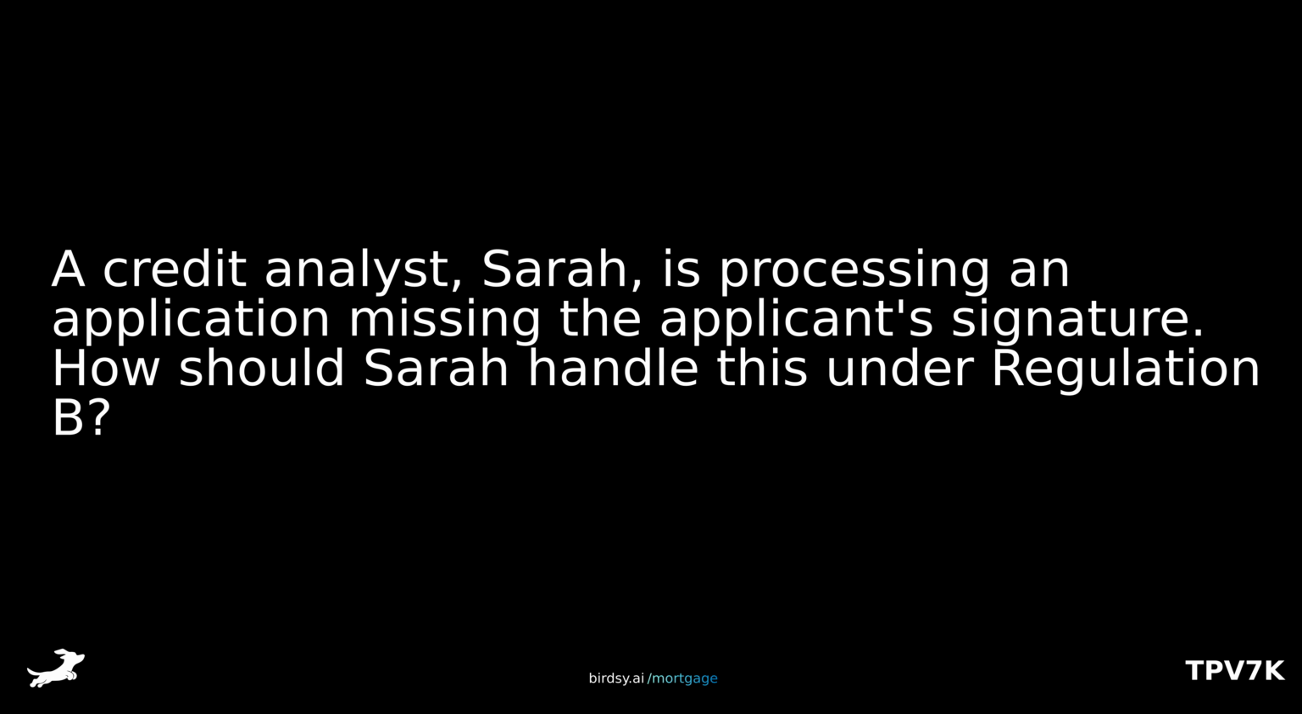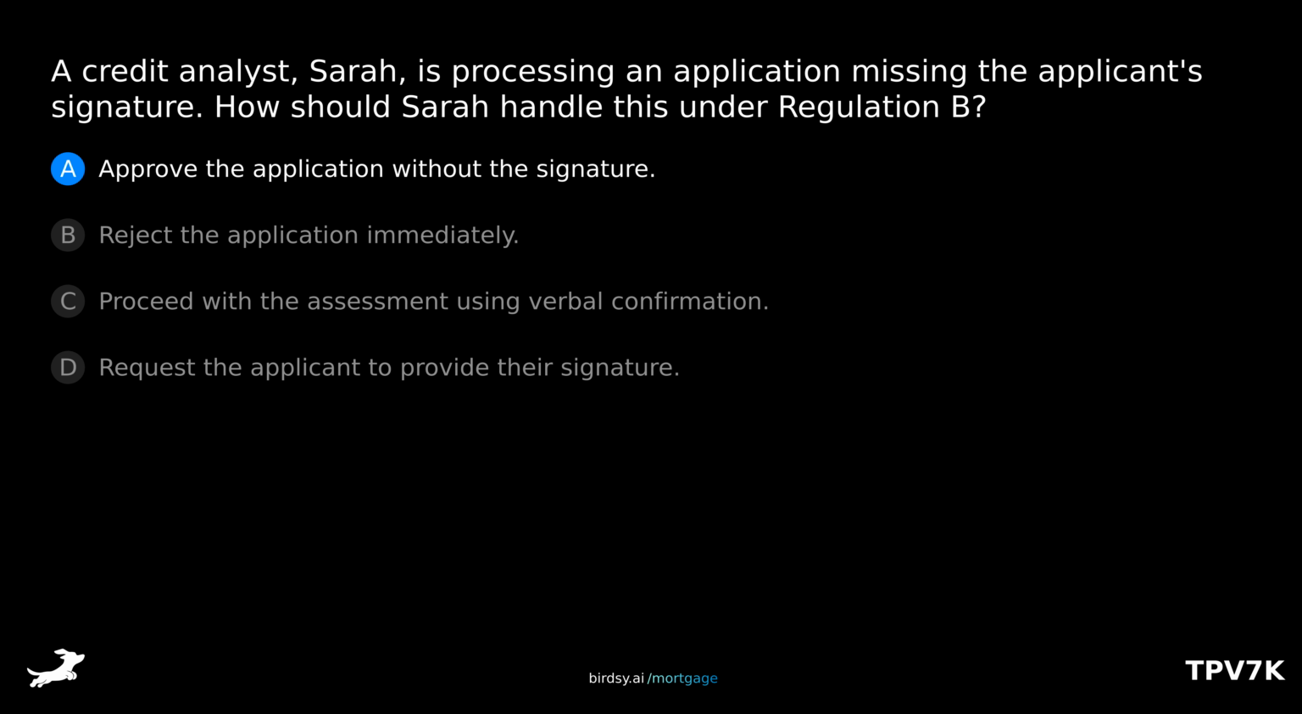A credit analyst, Sarah, is processing an application missing the applicant's signature. How should Sarah handle this under Regulation B? Is it A, approve the application without the signature? B, reject the application immediately? C, proceed with the assessment using verbal confirmation? Or D, request the applicant to provide their signature?